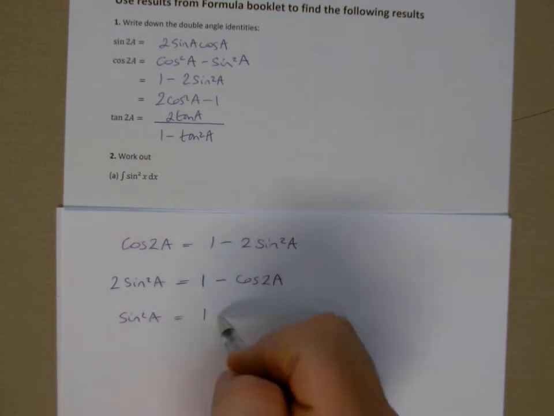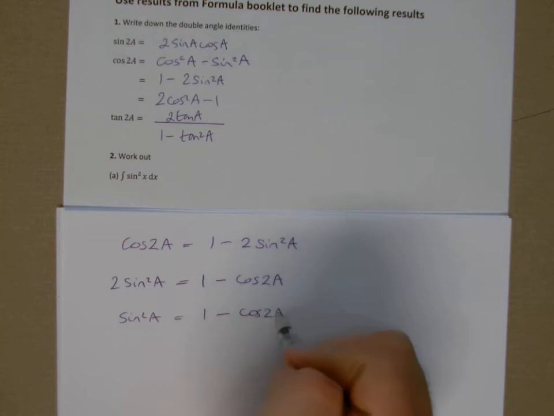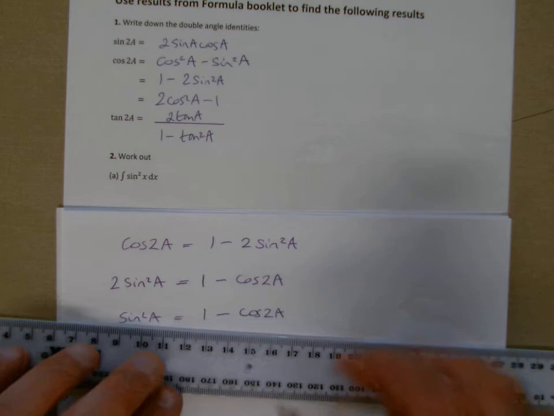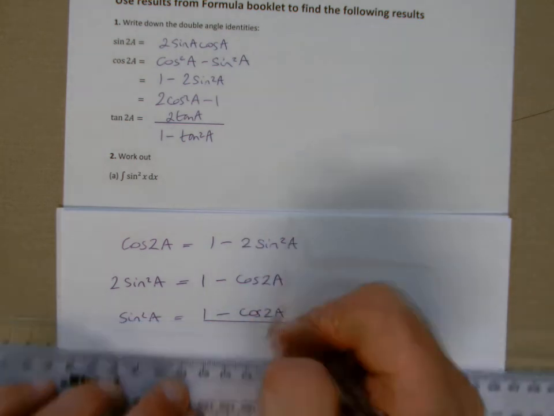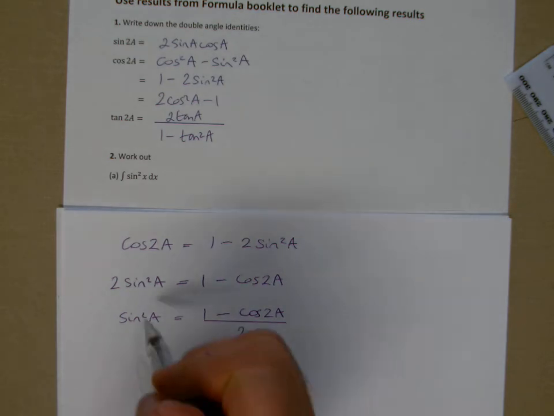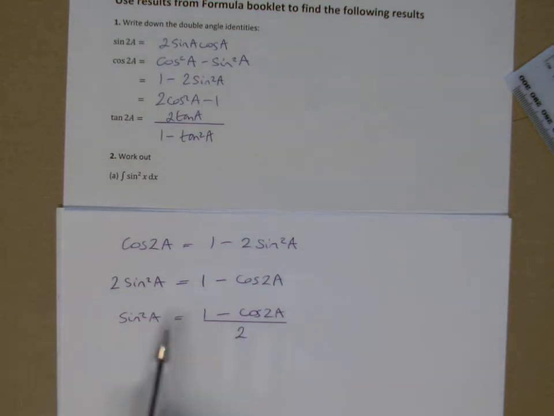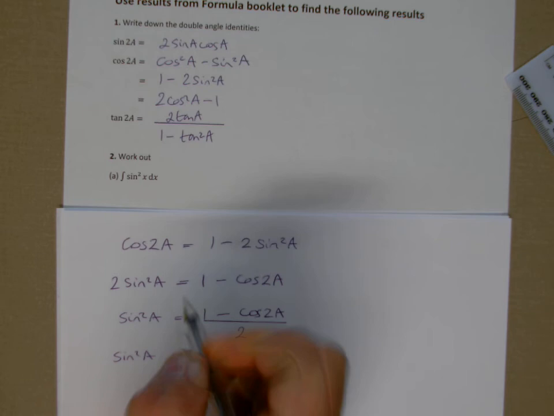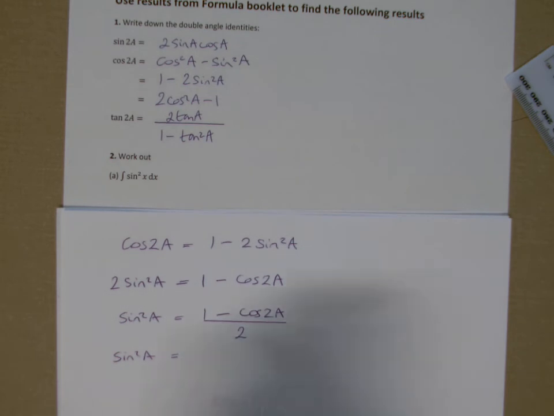Now if I take the 2 over, because we're timesing by 2 here, when I take it over, I'll be dividing the whole thing by 2. And you get that. You get a result for sine squared a, an equivalent of it. Now, perhaps a better way of writing that, instead of writing it all over 2, we could write it as a half, and then bracket 1 minus cos 2a. We could write it like that.